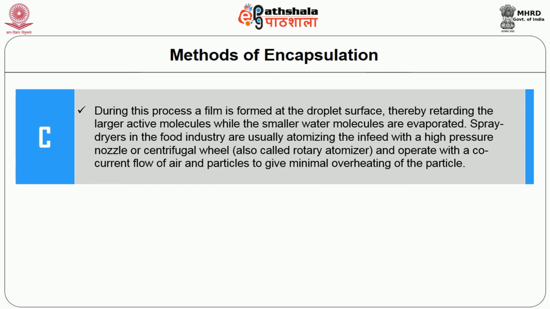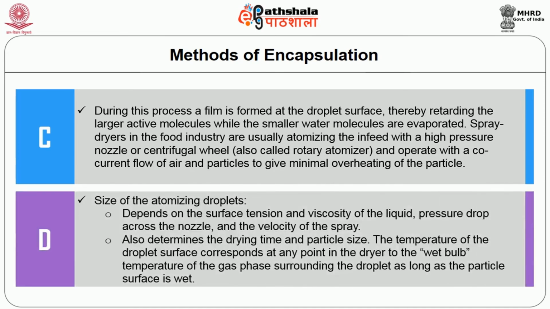Spray dryers in the food industry usually atomize the in-feed with a high pressure nozzle or centrifugal wheel and operate with a co-current flow of air and particles to give a minimal overheating of the particle. The size of the atomizing droplets depends upon the pressure drop across the nozzle and the velocity of the spray. The size of the atomizing droplets also determines the drying time and the particle size. The temperature of the droplet surface corresponds at any point in the dryer to the wet bulb temperature of the gas phase surrounding the droplet as long as the particle surface is wet.